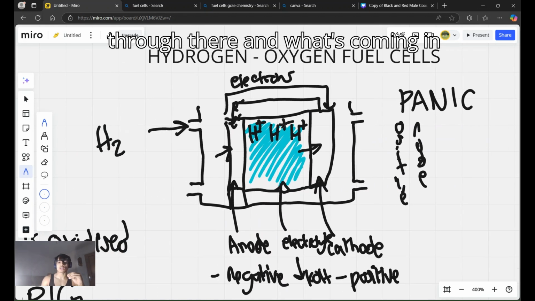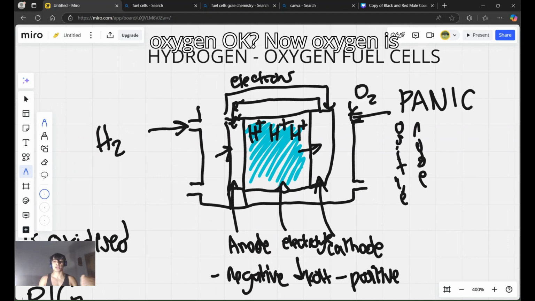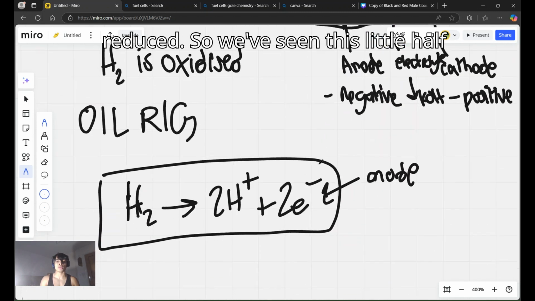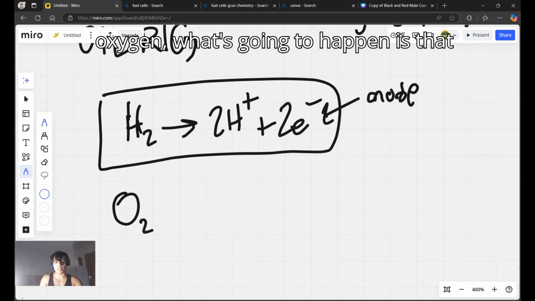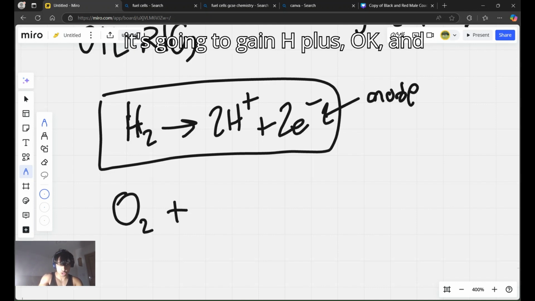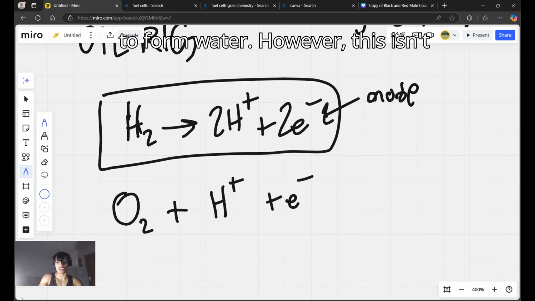Now, these H+ ions have gone through there. Now, what's coming in through here to meet the cathode is oxygen. Okay, now oxygen is reduced. So we've seen this little half equation for hydrogen. Now, if we look at oxygen, what's going to happen is that it's going to gain H+, okay, and it's going to gain e−, and it's going to form water.